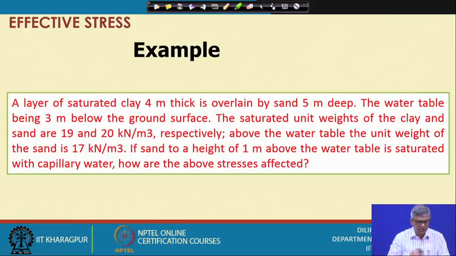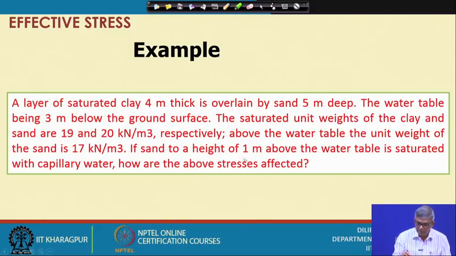Now, suppose this is a problem. A layer of saturated clay 4 meter thick is overlain by sand 5 meter deep. The water table being 3 meter below the ground surface, the saturated unit weight of the clay and sand are 19 and 20 respectively. Above the water table, the unit weight of the sand is 17 kilonewton per meter cube, and if sand to a height of 1 meter above the water table is saturated with capillary water, how are the above stresses affected?